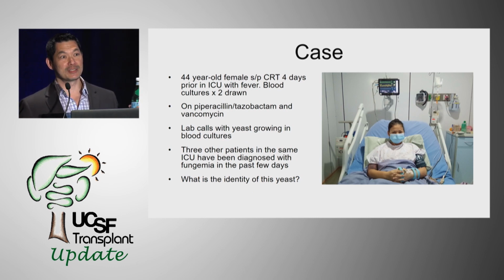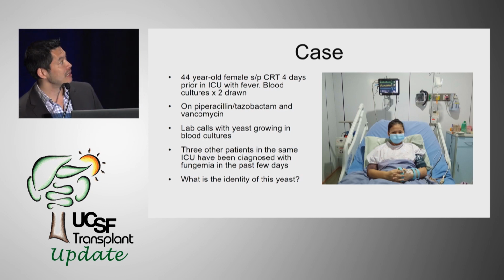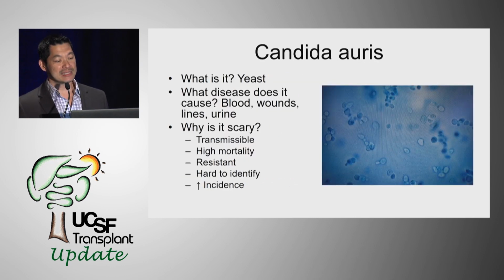Yeah, so that's close. It's Candida, and the last name begins with A, so it's Candida auris. This is kind of a scary new organism, and I'll tell you why. It's a yeast, like Candida albicans, which we know very well, and non-albicans Candida. The disease it causes is very similar to the Candida species that we know, so a lot of bloodstream infections, wound infections, and it's been isolated in the urine, in lines.